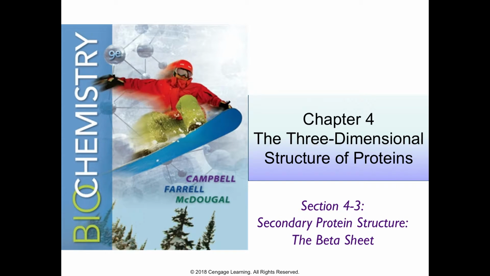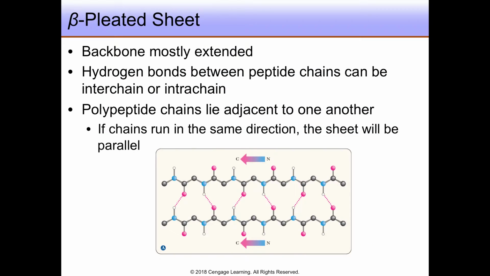The second type of patterned secondary structure in proteins is the beta sheet. As pictured here, the backbone of these regions is mostly extended and hydrogen bonds form between adjacent backbone groups. These bonds may form between different segments of the same polypeptide backbone, that is intra-chain, or they may be interchain bonds between separate polypeptide backbones. There are two possible orientations of these extended regions.